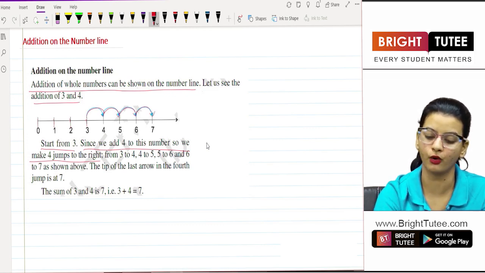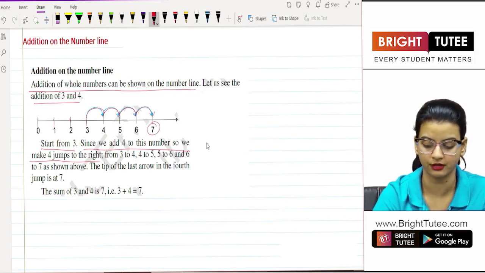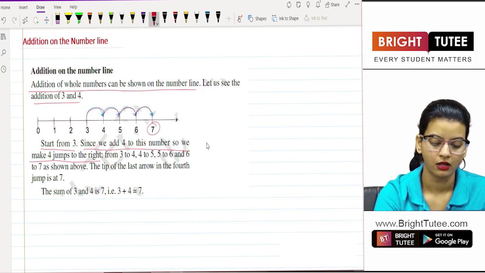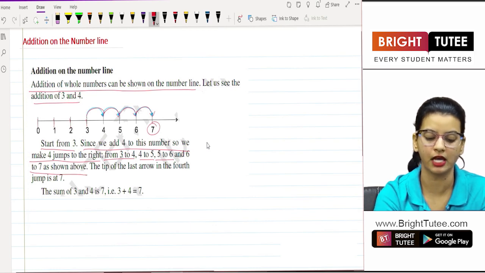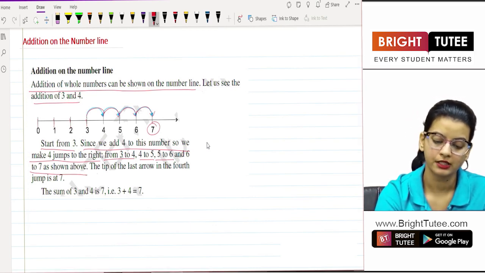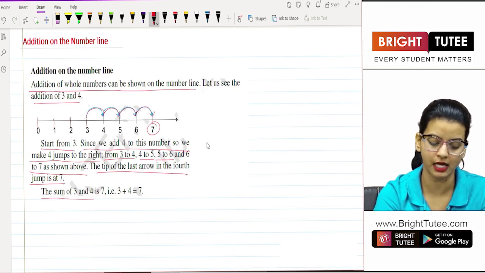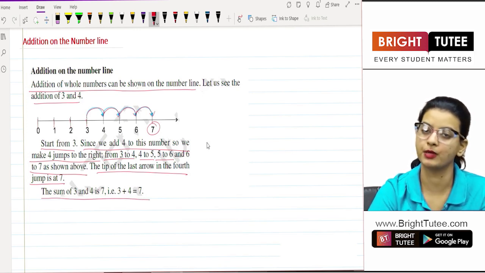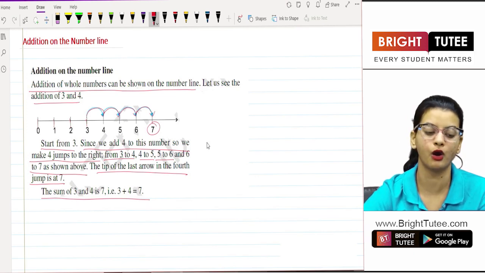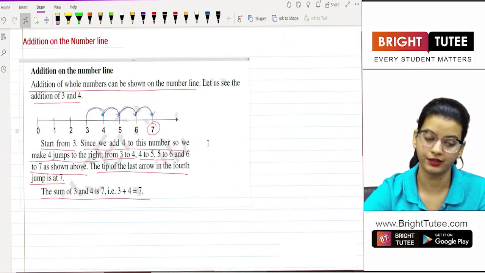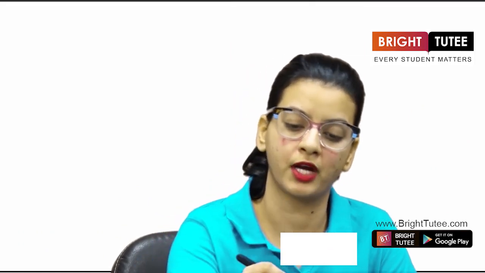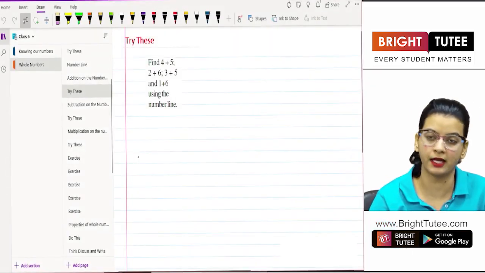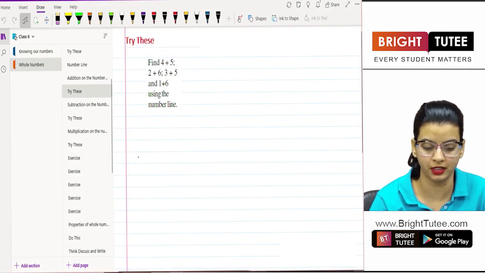After making 4 jumps, what did we get? We got 7. From 3 to 4, 4 to 5, 5 to 6 and 6 to 7, as shown above. These are the jumps. The tip of the last arrow in the fourth jump is at 7. So the sum of 3 and 4, 3 plus 4, is equal to 7. So this is how we add the numbers on the number line. Students, let's start practicing some questions on addition of whole numbers on the number line.